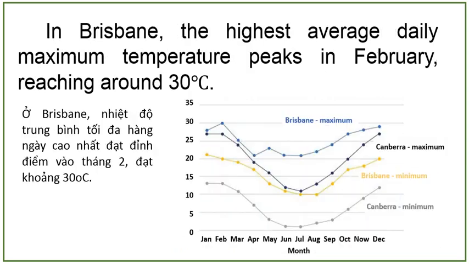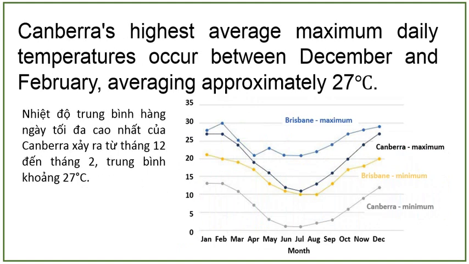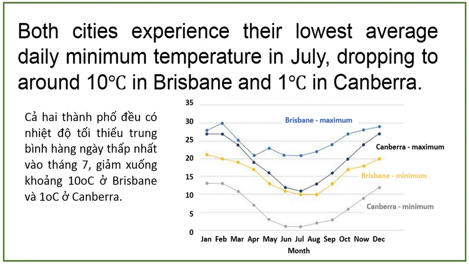October. In Brisbane, the highest average daily maximum temperature peaks in February, reaching around 30 degrees centigrade. Canberra's highest average maximum daily temperatures occur between December and February, averaging approximately 27 degrees centigrade. Both cities experience their lowest average daily minimum temperature in July, dropping to around 10 degrees Celsius in Brisbane and 1 degree Celsius in Canberra.